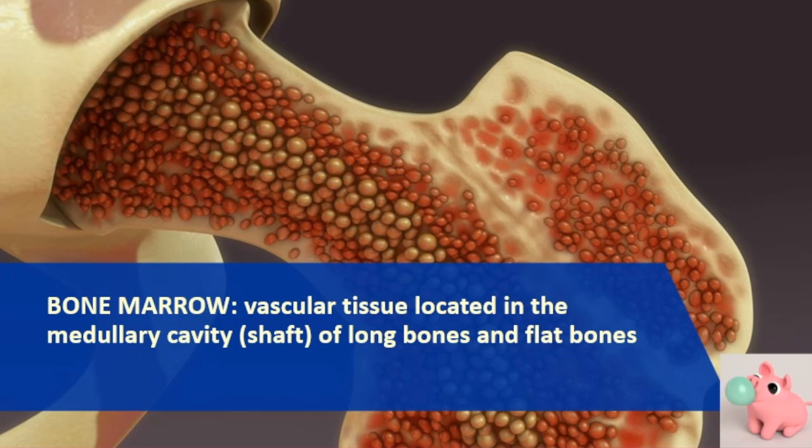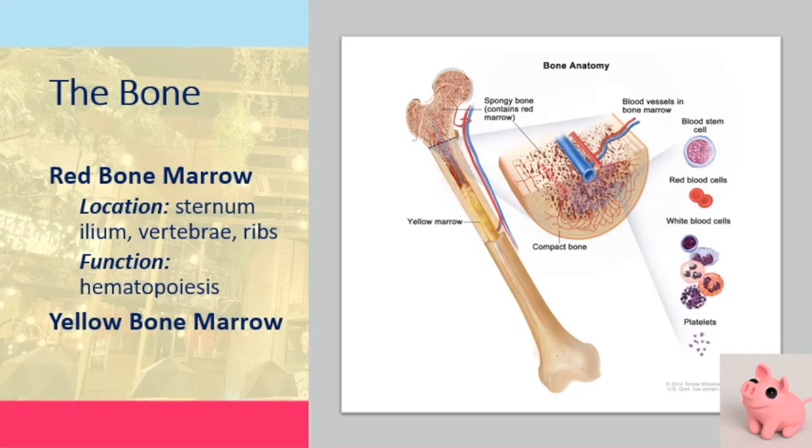So, bone marrow. When I talk about the bone marrow, it is actually a vascular tissue located in the medullary cavity, or the shaft of the long bones, and even your flat bones. So what's the purpose of our bone marrow? The red bone marrow is very rich. It can be found in your sternum, ilium, vertebra, and the ribs in adults. Among the functions of your red bone marrow is hematopoiesis, the production of your blood cells.